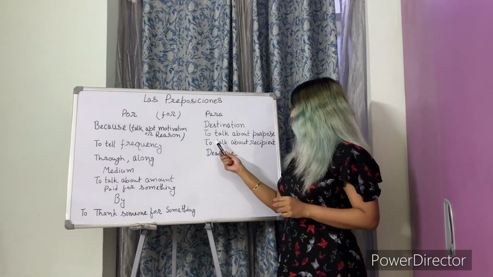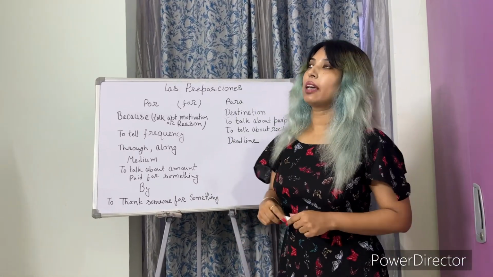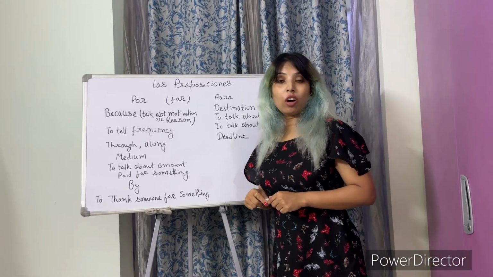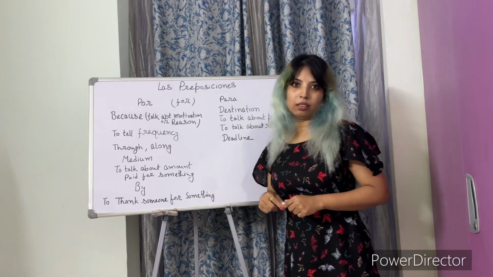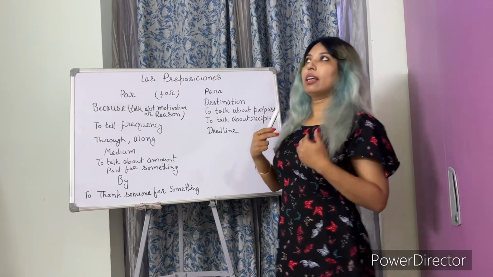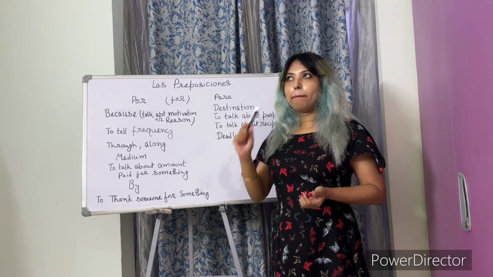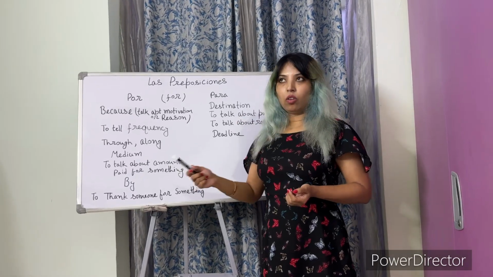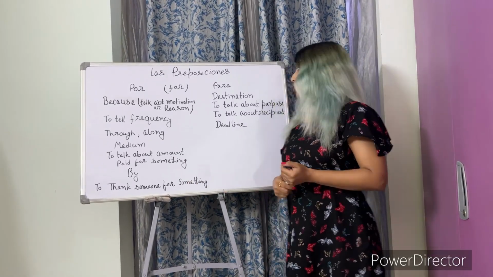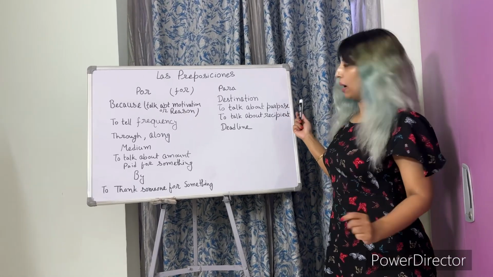And another use would be to talk about the recipient. Like when I want to say I purchased this watch for my sister. So my sister would be the recipient of that watch. So then I'll say "compré este reloj para mi hermana," or "para mi esposo," or "para mi madre." "Compré este reloj para mi hermana."